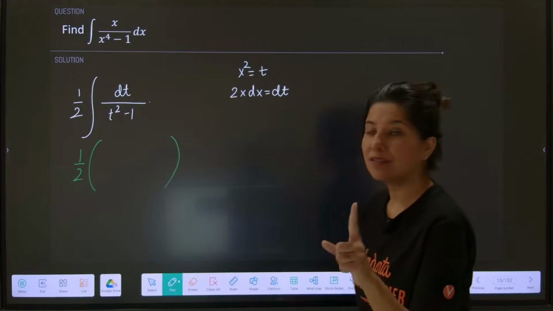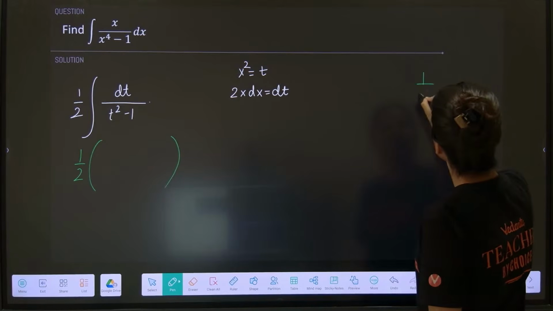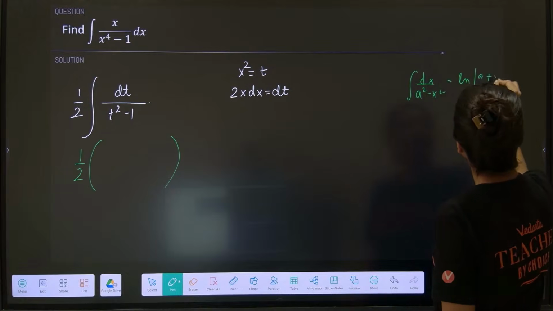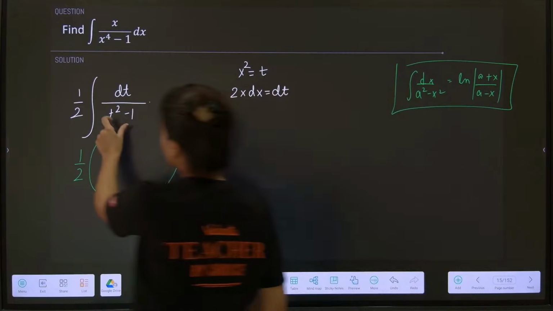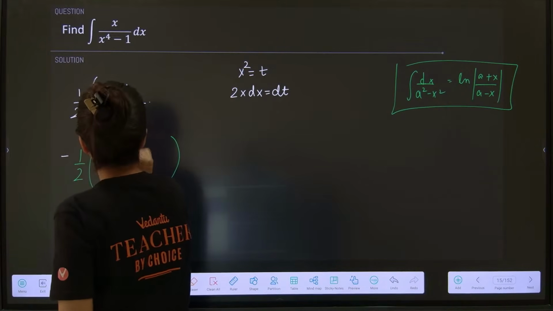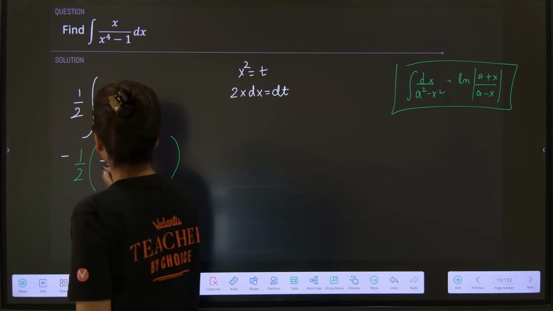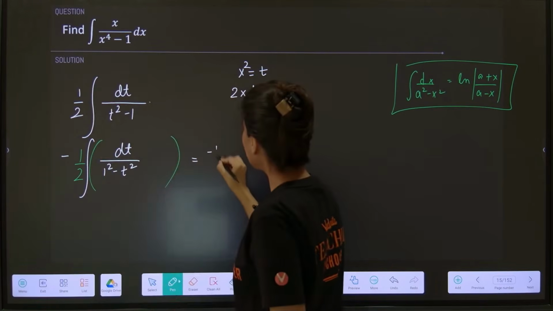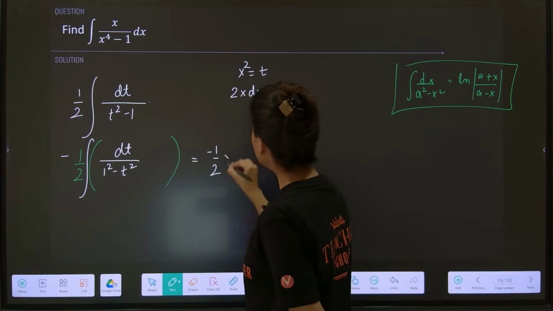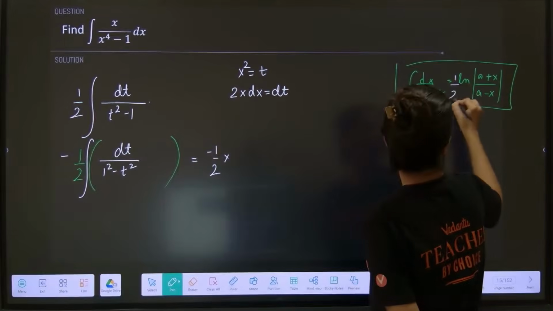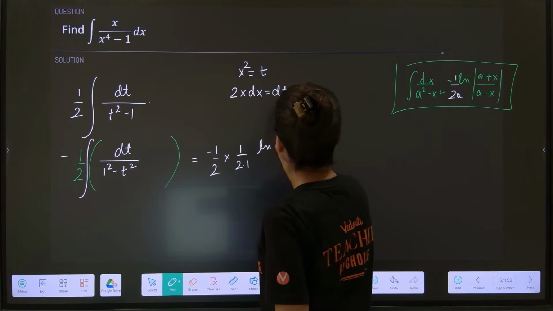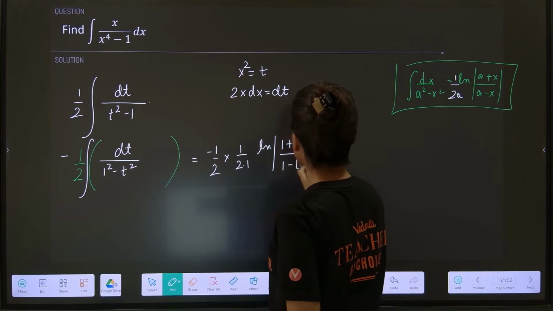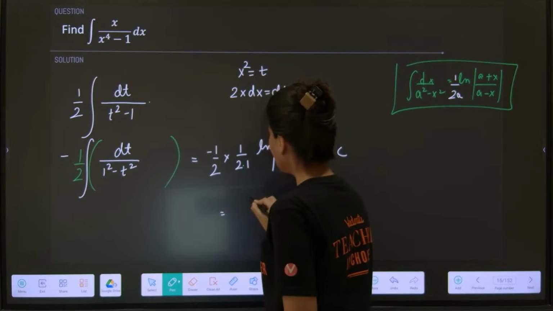Okay. Now let me tell you, we remember this formula, 1 upon a square minus x square integration is what? Log of mod of a plus x upon a minus x. But you know what? Here things are slightly different. You need to take the minus sign common, so that you get 1 square minus t square. And now you can integrate. So this is minus 1 by 2. Multiply, don't forget 1 by 2a. Now log of 1 plus t upon 1 minus t plus c. So this is going to be 1 by 4.